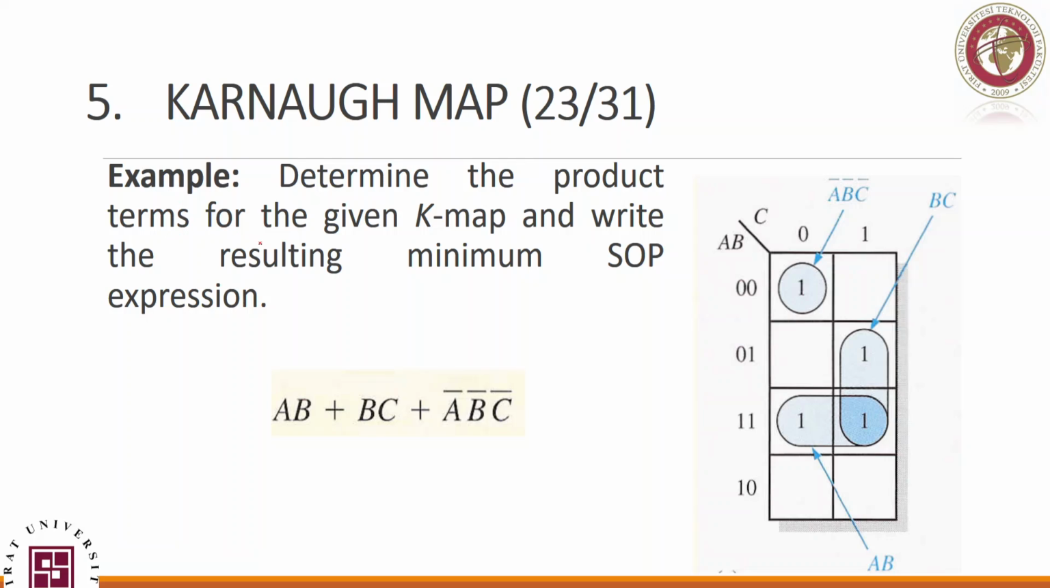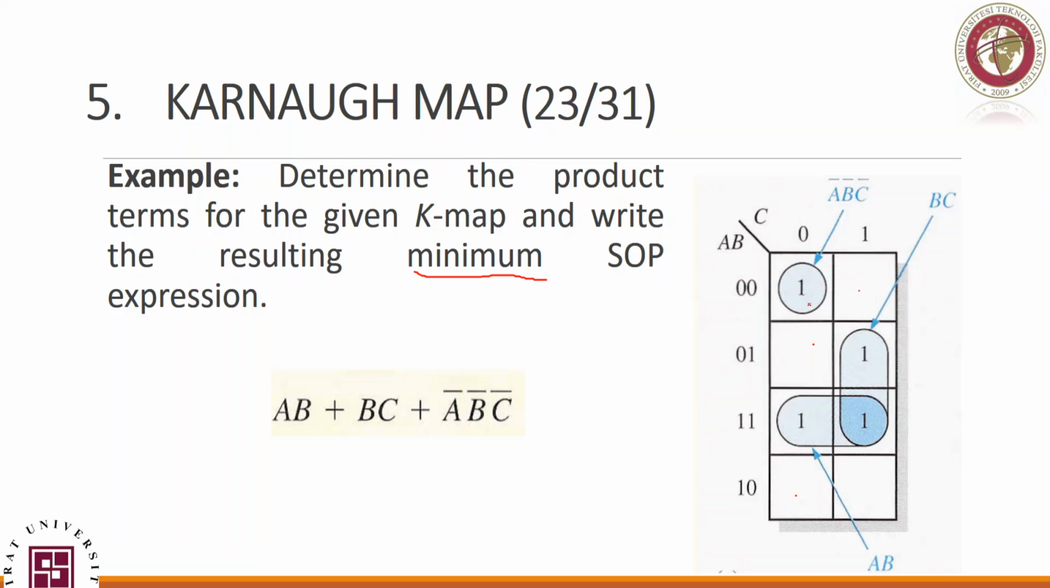Determine the product of terms from the given Karnaugh map, which can be referred to as a K-map, and write the resulting minimum SOP expression. Minimum means you cannot minimize less than this. This is the minimum expression. All right, now look at the groups that we have. Now we have one here that is not adjacent with any, so we can't group it unless it is a group by itself.